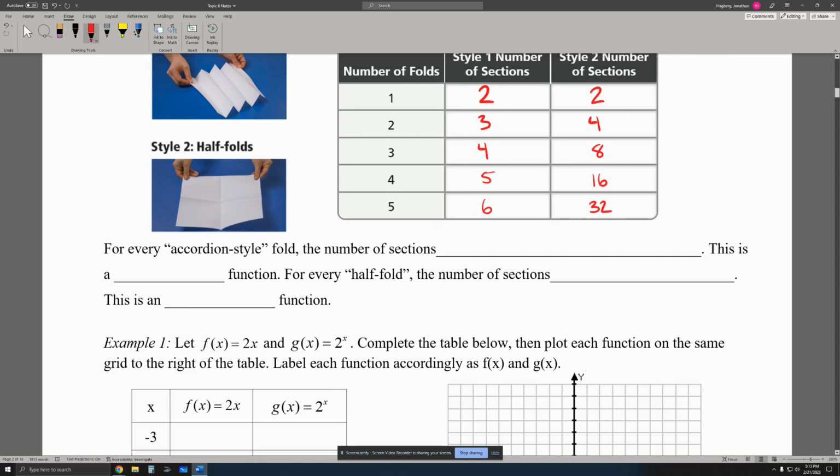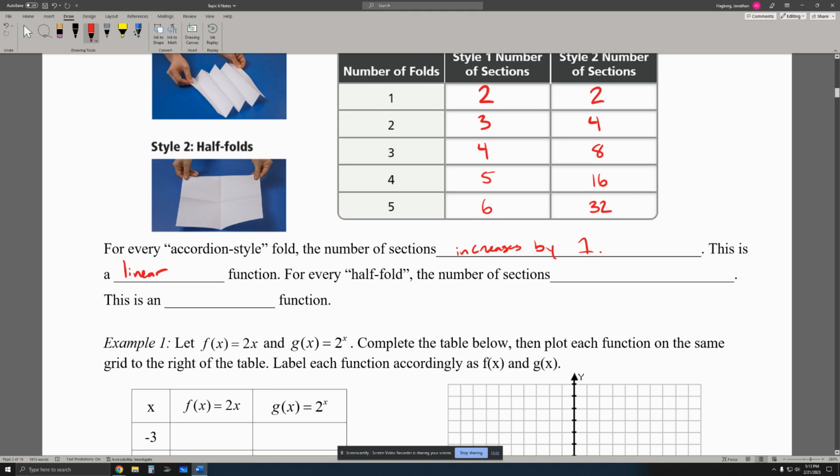Okay, so we notice a difference in the number of rectangular sections depending on how we fold the sheet of paper. For every accordion style fold, the number of sections increases by 1. This would be represented using a linear function. We see that for every increase in x, we have a linear increase in y.